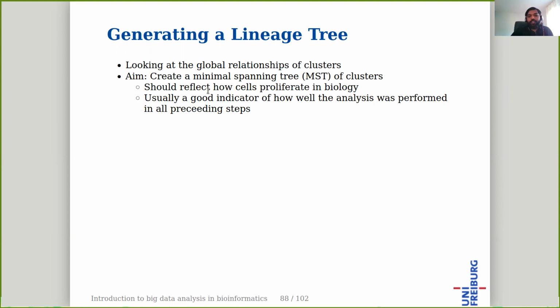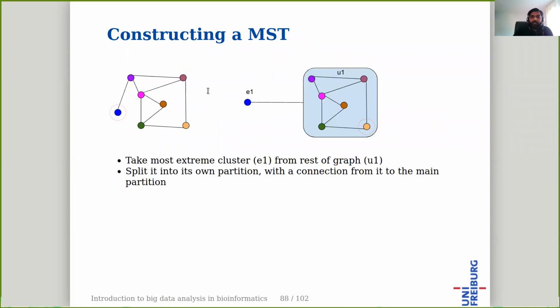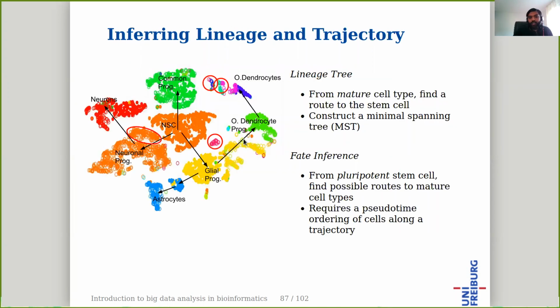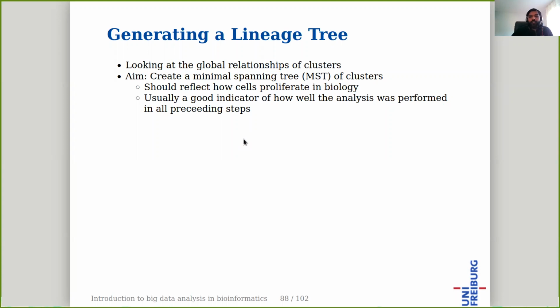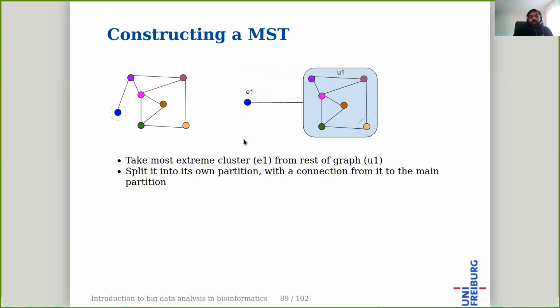And this minimal spanning tree should reflect the cell proliferation, how these cells generate one type from another. A good minimal spanning tree is an indicator of how well the previous analysis, such as quality control, normalization and clustering, was done. So let's look at how a minimal spanning tree is constructed.